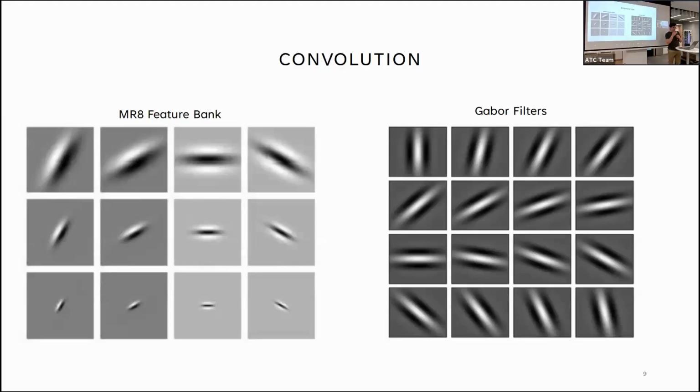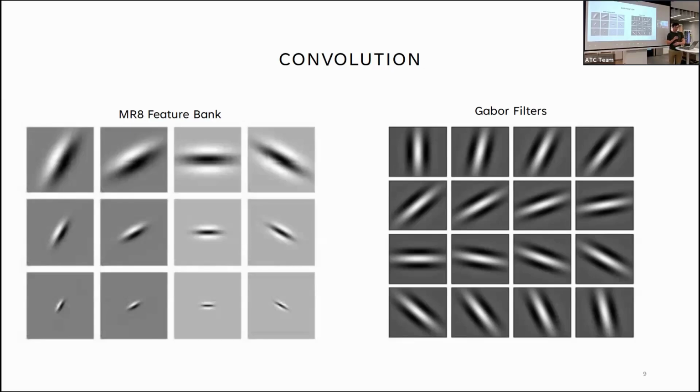Some other types of convolutions you can do are these two filter banks, the ML8 and the Gabor. These are Gaussian filters that, I'm pretty sure, have been modulated using a sine wave. In essence, you take your input, apply all of these different convolutions to it, and you build up a feature bank. That's much better at detecting textures in an input image.